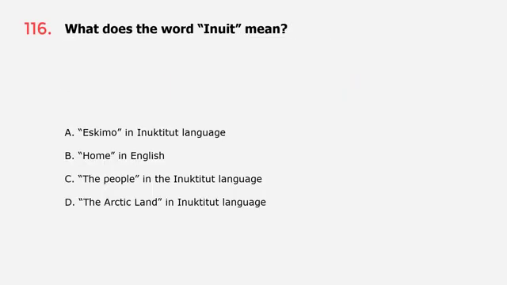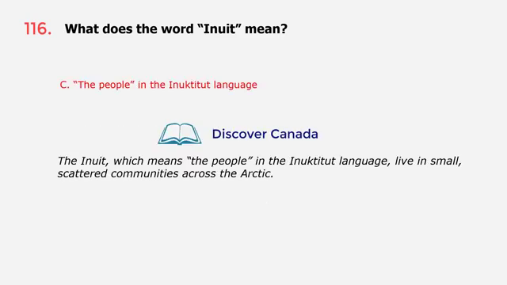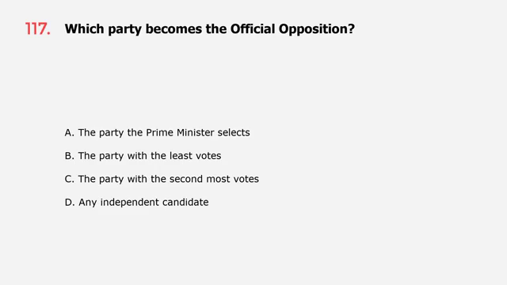Question 116. What does the word Inuit mean? A. Eskimo in Inuktitut language. B. Home in English. C. The people in the Inuktitut language. D. The Arctic land in Inuktitut language. The answer is C. The people in the Inuktitut language.